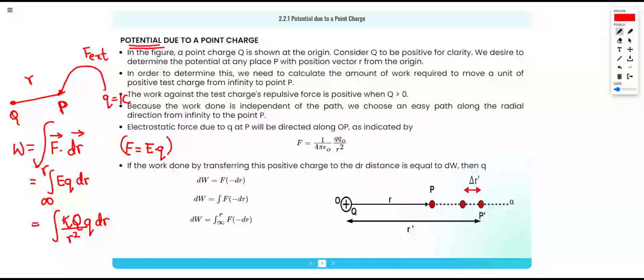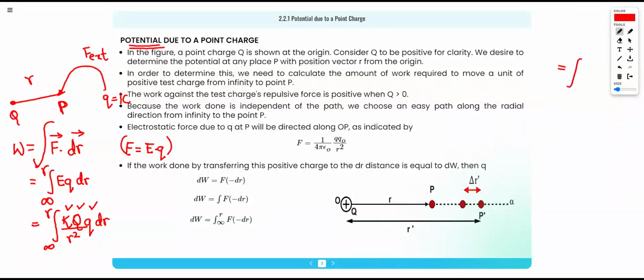Now we have integration. Integration will be from infinity to r. We have constants: K is constant, Q is constant, small q is constant. R is constant? No, no, R is not constant. So what can we write?